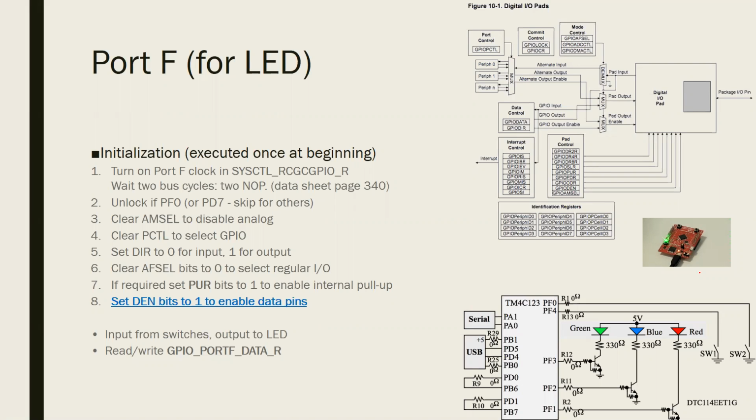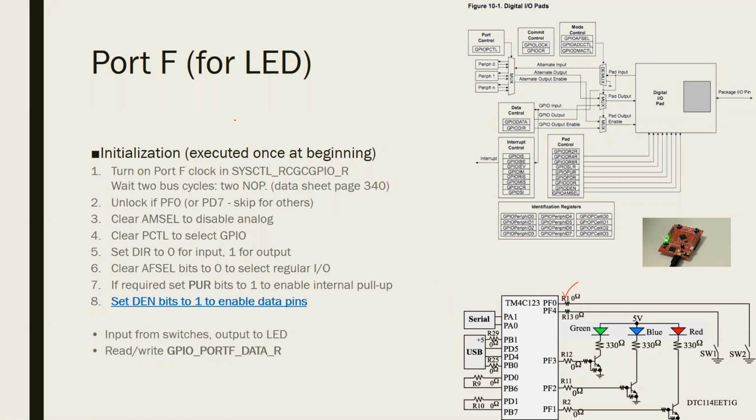However, this card for educational purposes has some additional connections, such as 2 switches connected to the pins of port F, PF0 and PF4. This being switch 1 connected to PF4, and this being switch 2 connected to PF0, as you can see here. And also 3 pins of port F, PF1, PF2 and PF3, are connected to this RGB LED. This is a digital LED. Digital LED means you can only send zeros and ones, guys.